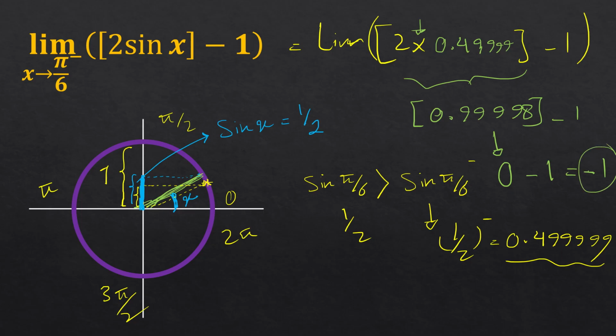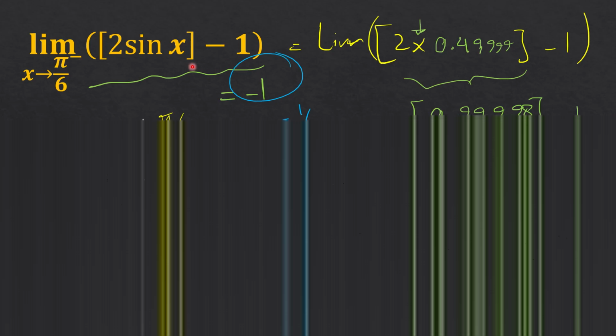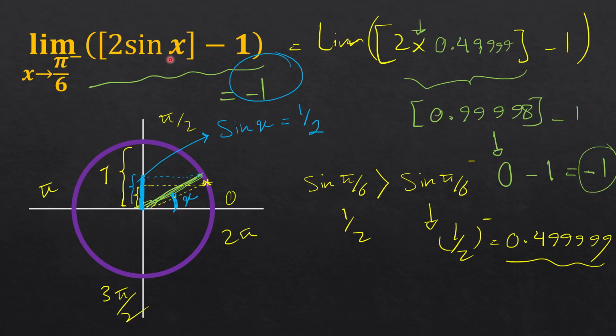That means the limit of this function is minus 1, and that's the answer. That's all because when we say x approaches pi over 6 from the left, then sine of x is a little bit smaller than 0.5, and 2 times something a little bit smaller than 0.5 is something a little bit smaller than 1, and the floor of that number that is a little bit smaller than 1 is 0.